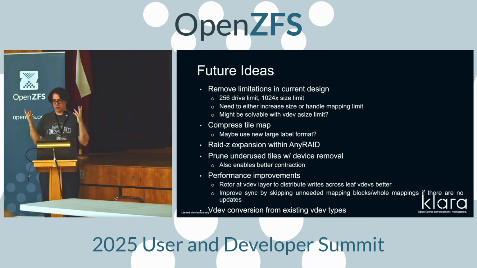Right now, the tile map is stored uncompressed. We don't compress it to save space, but we could compress it. And if it compressed well enough, one, that might let us increase some of those limits. And two, we might be able to store it in different locations. Right now, we have this dedicated chunk of space at the start of each VDEV, but taking advantage of the new large label format that Alan's going to be talking about later, maybe we could store it in some of that space or in some of the reserved space as part of that. And that would let us do some more interesting things and be a little more efficient.